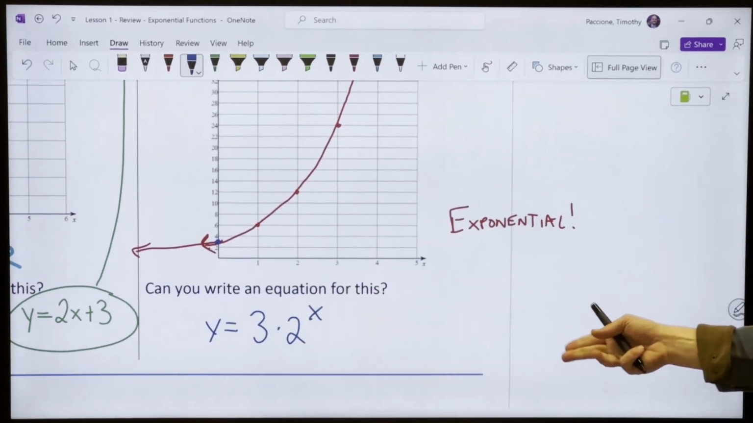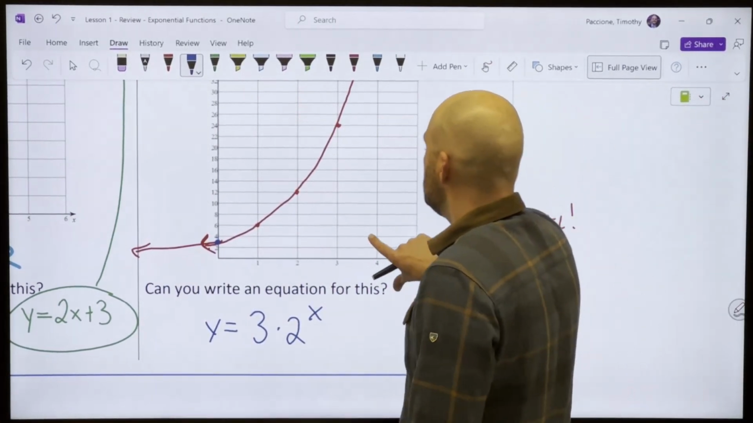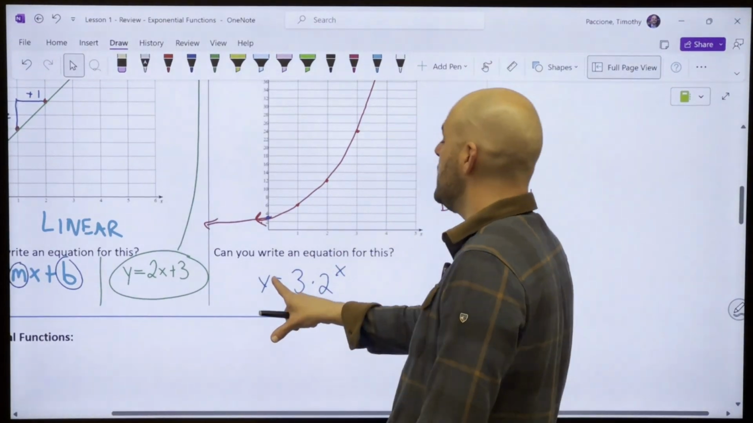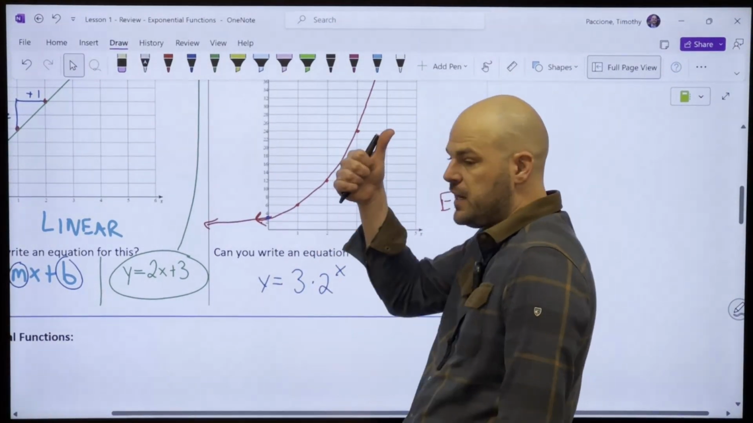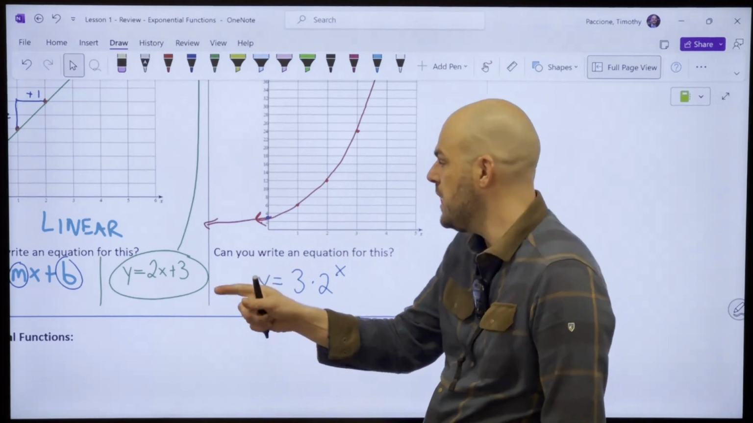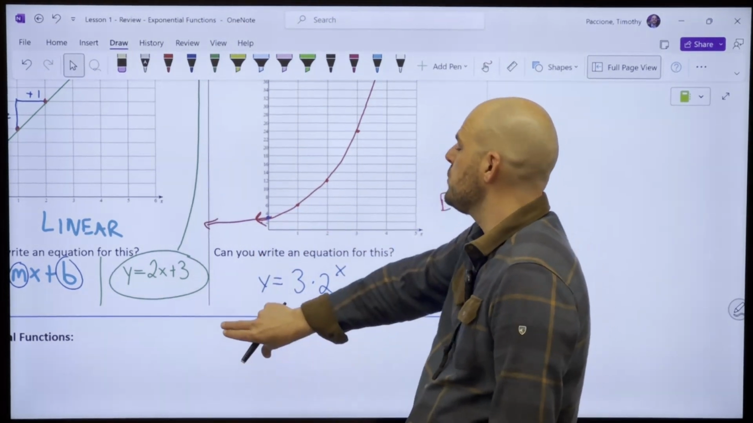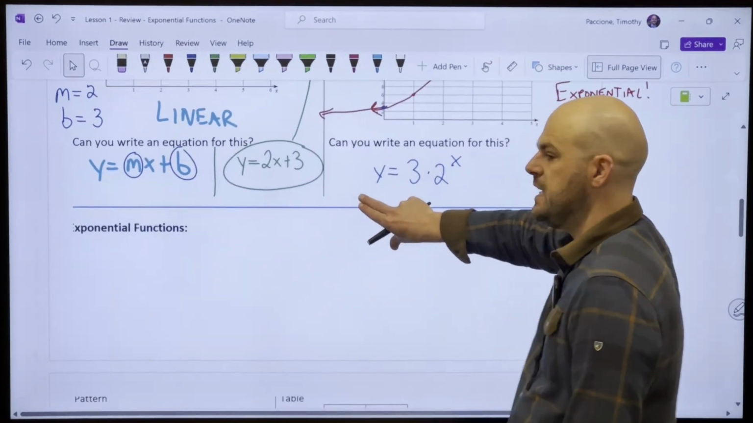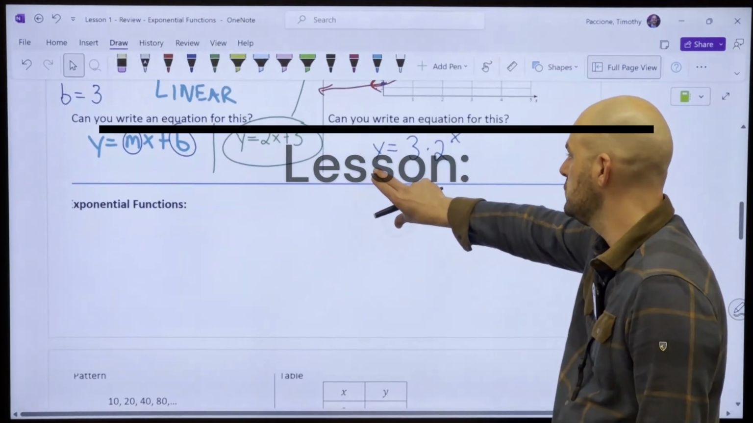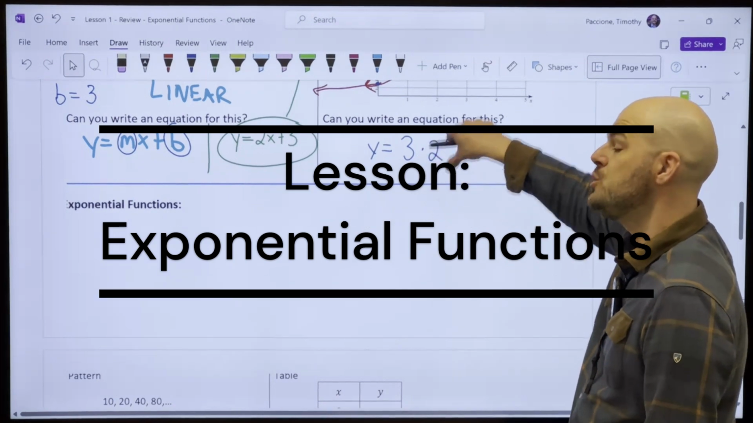So you can kind of think your way through it too, right? It's your starting point, and then times your multiplier, and then how many times you're going to multiply, right? 1 time, 2 times, 3 times. So what's that? 3 times 2 to the x.